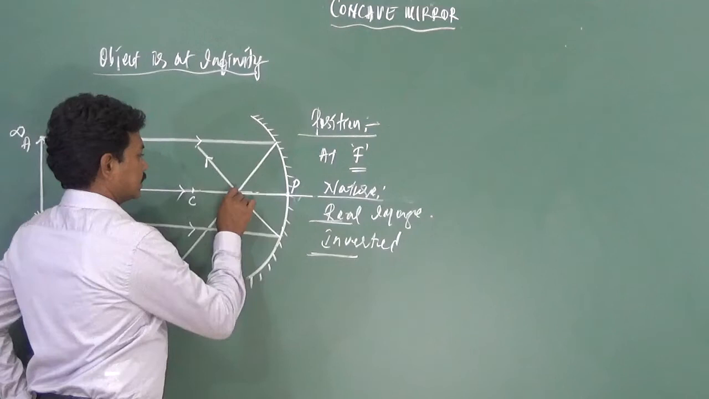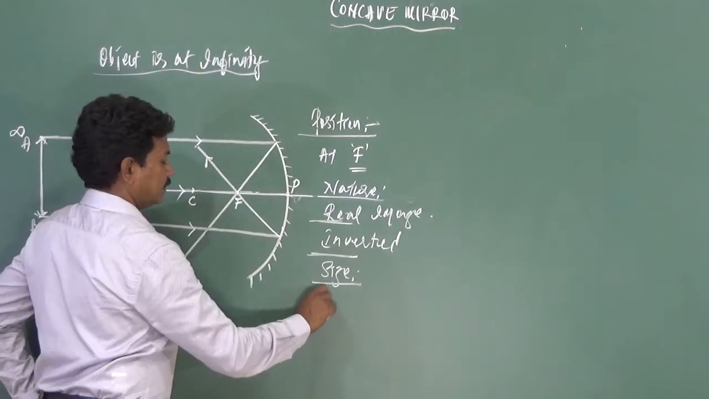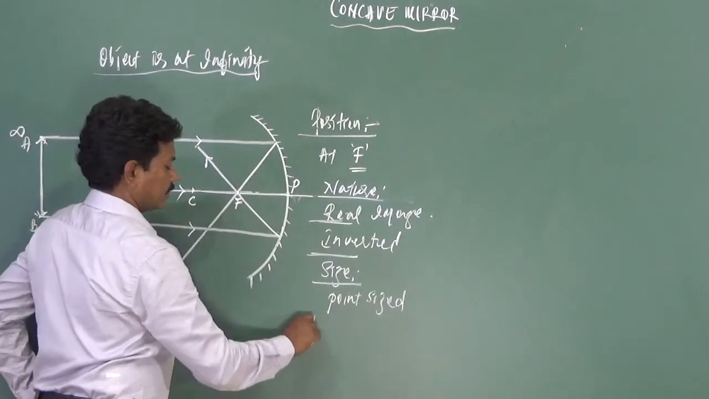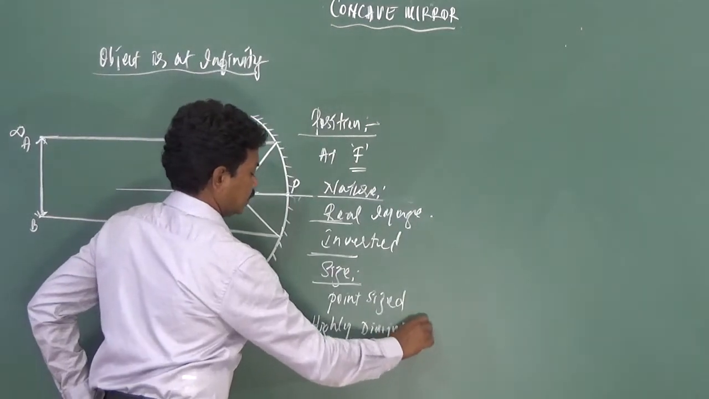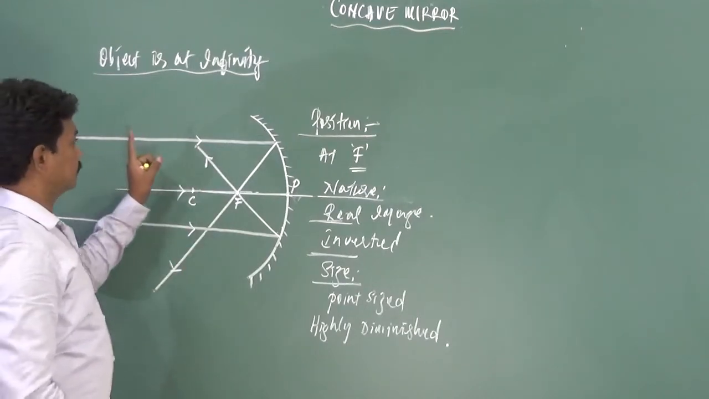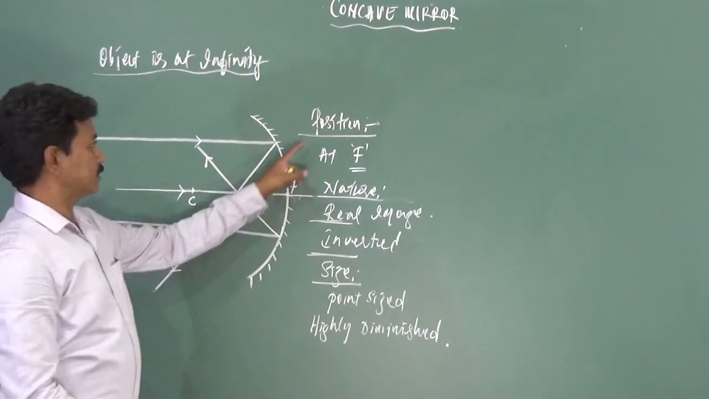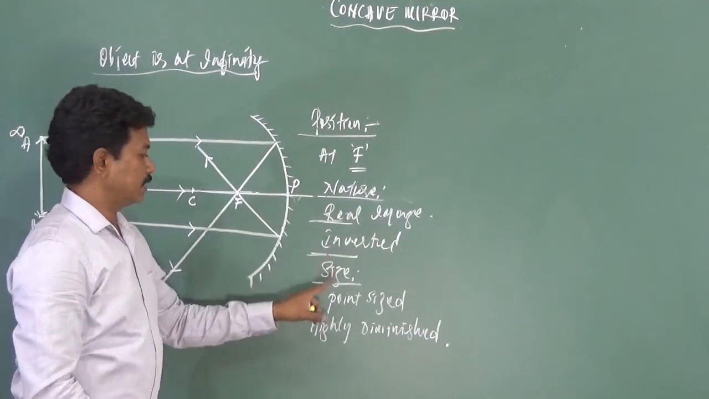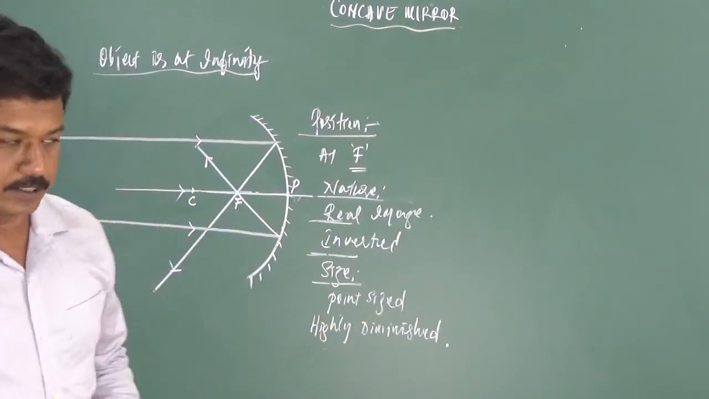Now, what is the size of the image? The size of the image is highly diminished. It is point sized, or highly diminished. So this is the ray diagram of a concave mirror when the object is placed at infinity. The position of the image is at F. The nature of the image is real and inverted, and the size of the image is point size, that means it is highly diminished.